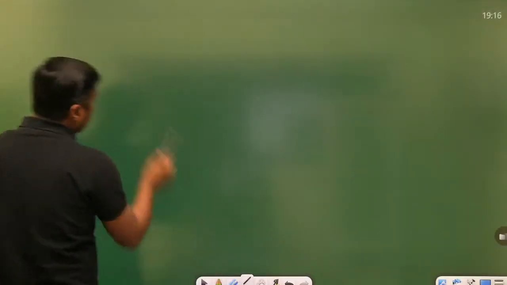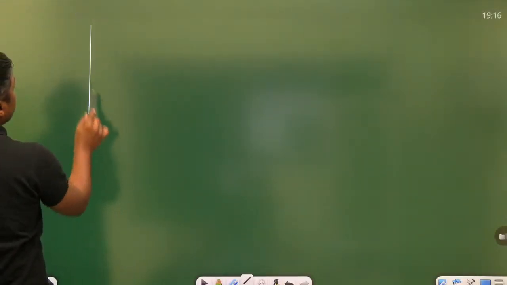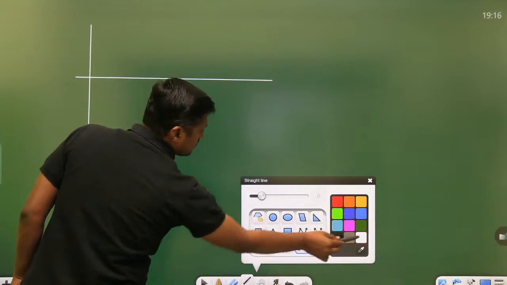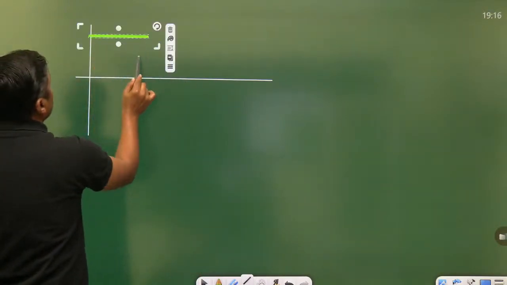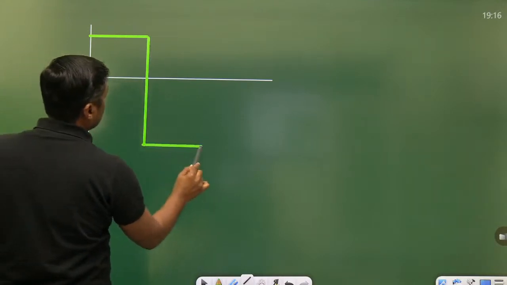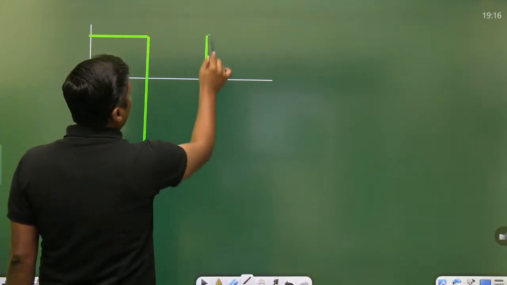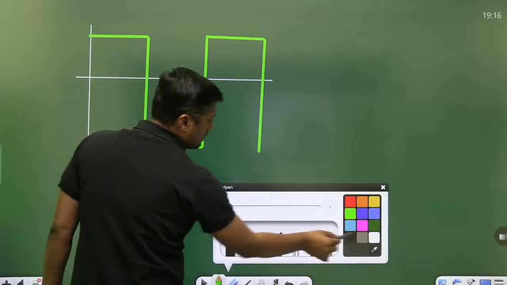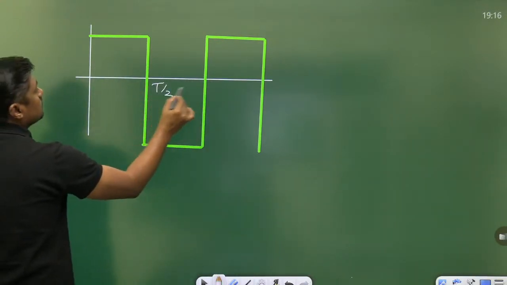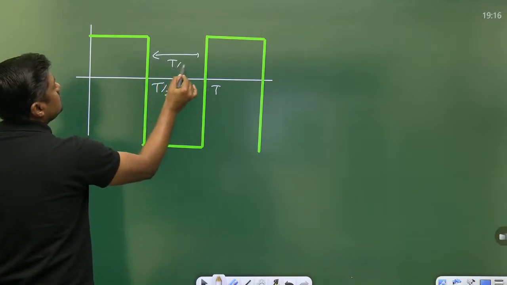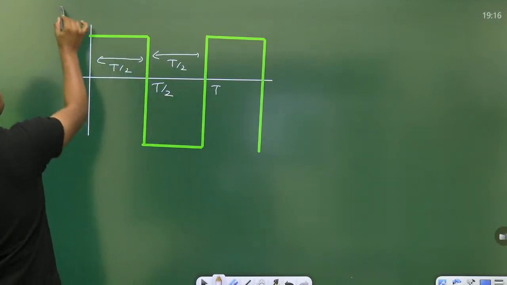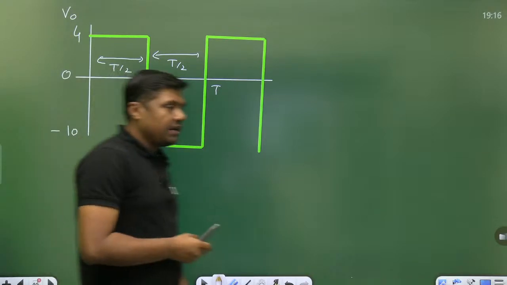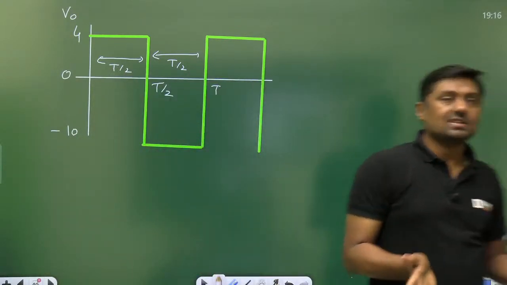So now watch this diagram. How are we going to calculate the average value? This is a square wave. Symmetrical square wave, on period is exactly equal to off period. And that's why this is T by 2. This is T. What is this gap? T by 2. This is the output. 4 volt is the highest value, minus 10 volt is the lowest value. So simply we can find the area divided by the time. That will give you the average value.